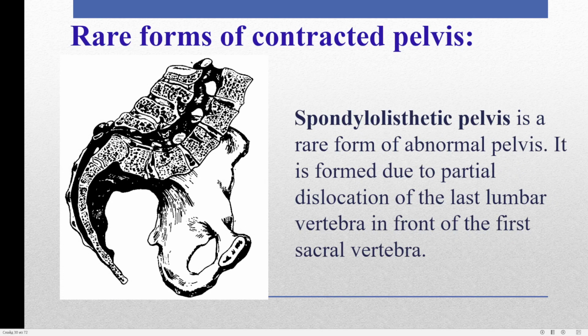The spondylolisthetic pelvis is a rare form of abnormal pelvis. It is formed due to partial dislocation of the last lumbar vertebra in front of the first sacral vertebra. Look at this place. Spondylolisthesis.